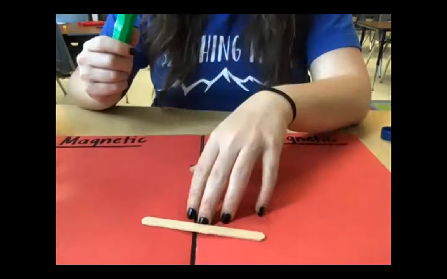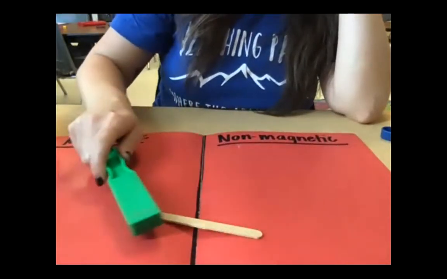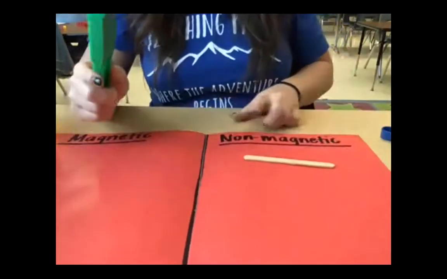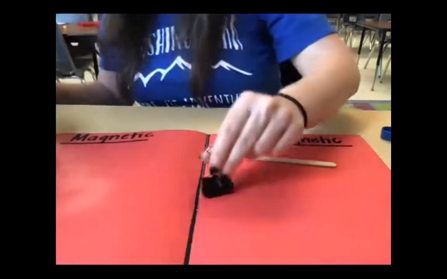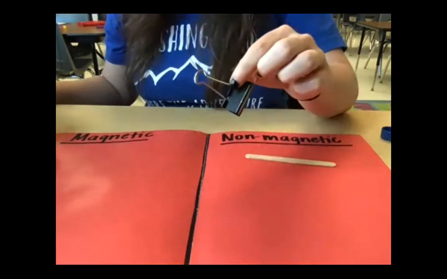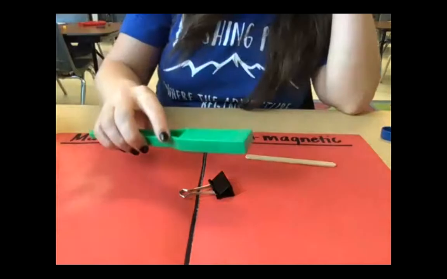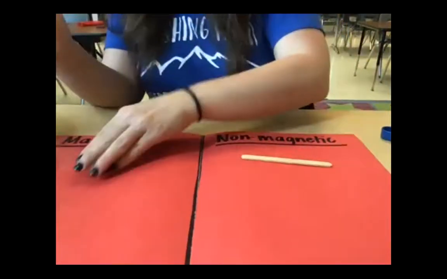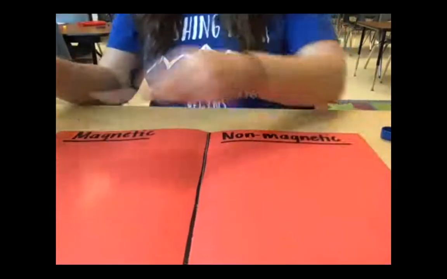So I made my prediction. I'm going to try. It does not, my magnet is not able to pick it up. It is not sticking, so I'm going to put it on this side of my sorting mat, non-magnetic. Let me try another one. Here's a binder clip, which is made out of metal. And I saw in the PowerPoint that it is a type of metal that is magnetic. And I was correct. It is magnetic. So it goes on this side. And then my partner and I will just keep going and sorting all of the objects.